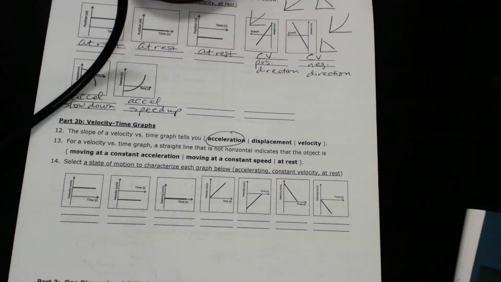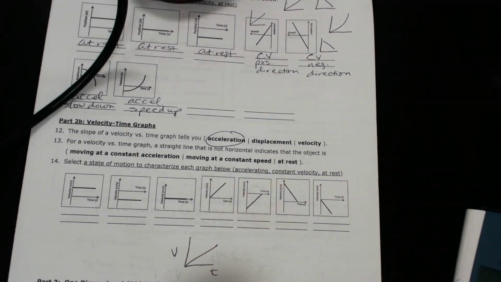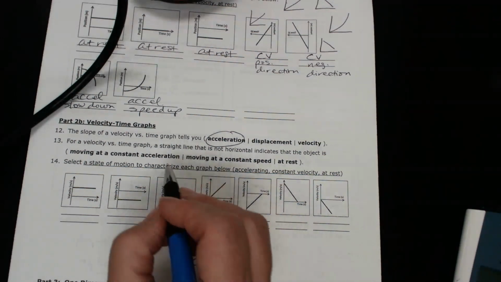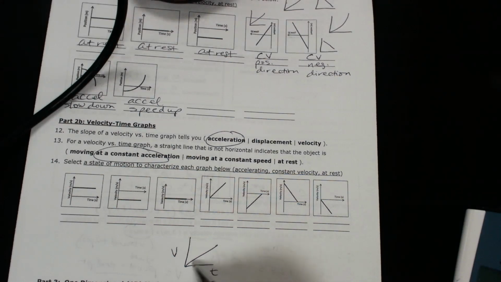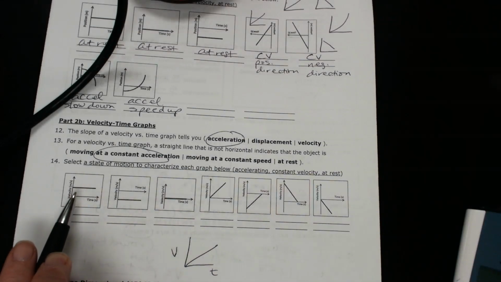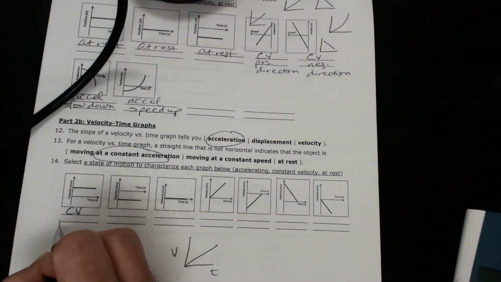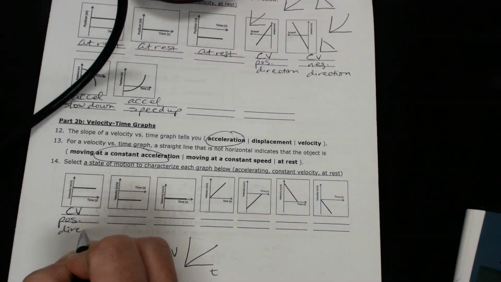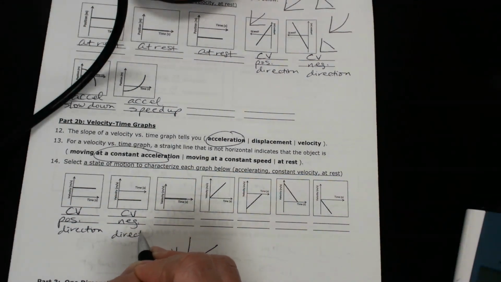So if you have a straight line that is not horizontal, so a velocity versus time that looks like that, that means you're moving in a constant acceleration. That's your rise over run, is your acceleration value, and it's going to be the same. States of motion, if we're flat on a value, then we're in a constant velocity. This is a positive direction because it's above the x-axis. Here we're in another constant velocity, but we're in a negative direction because we're below.